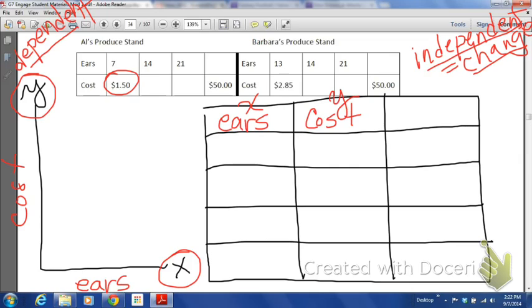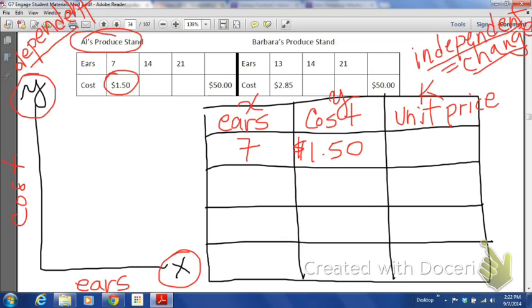Okay, so we have some figures already. We are told from the table they gave us above. I'm talking about Al's now. We have 7 ears was $1.50. And over here is our K, or in this case, since we talk about food, we would look at it as our unit price, or unit cost. Our K there.